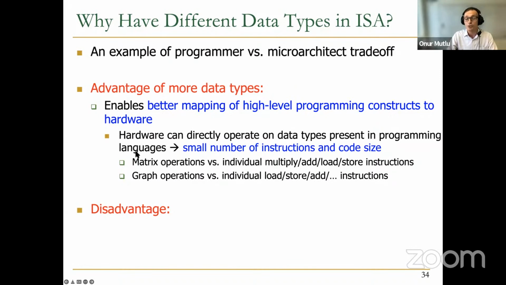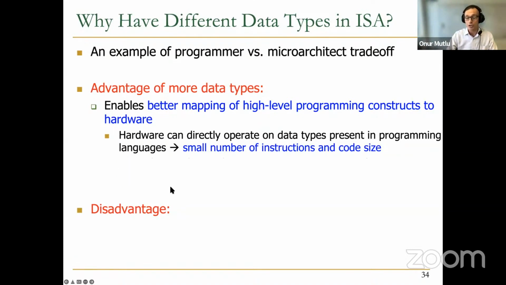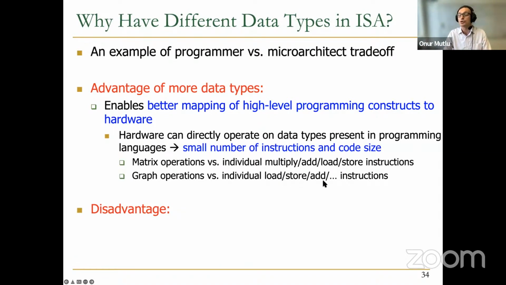Some examples. Do you have matrix data type? Or do you use individual multiply, add, load, store instructions on unsigned integers or signed integers, for example? Do you have a graph data type that basically supports graph operations, graph analytics that is commonly used in software? Or do you operate on graphs using individual load, store, and add instructions where the hardware doesn't have any understanding of graph, it just understands load, store, add, multiply, etc.? Right? So that's the trade-off, basically. You can see that these operations on the left, matrix and graph operations, are complex. These are very simple. But if you want to actually manipulate a matrix, this is easier for the programmer, whereas this is much harder for the programmer.